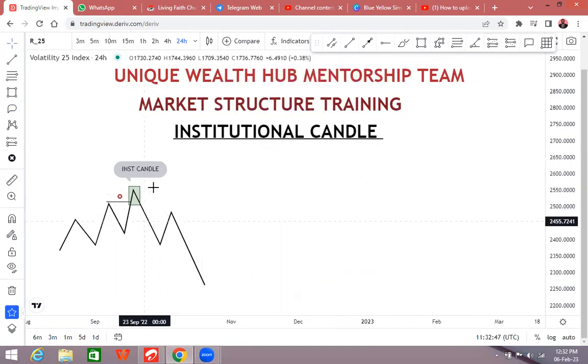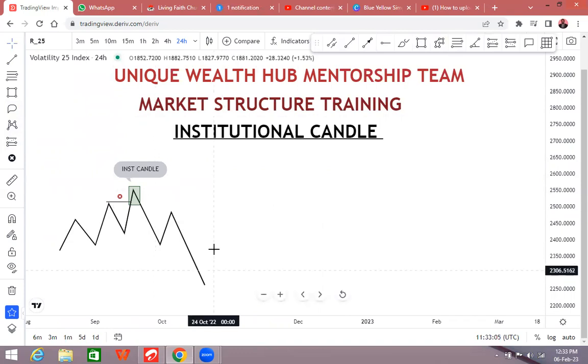Okay. So this is the candle I'm referring to. So if I want to give a definition, please write: institutional candle is that candle that captured liquidity and led to a break in market structure.